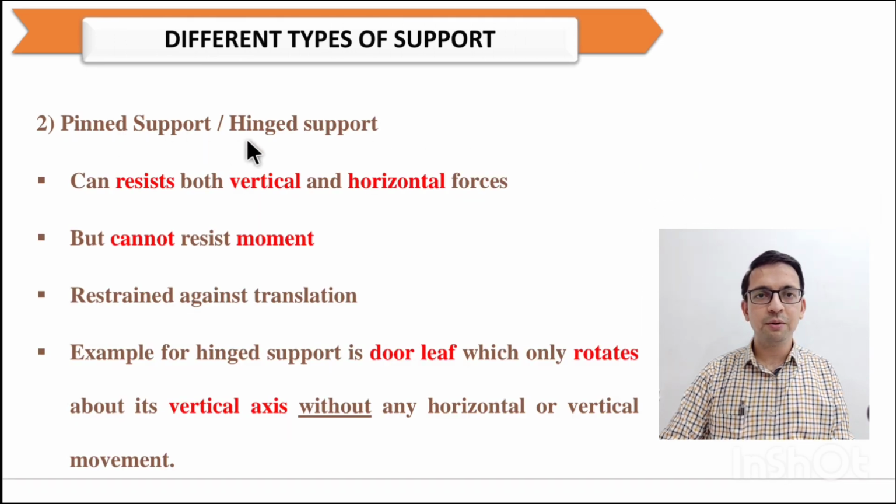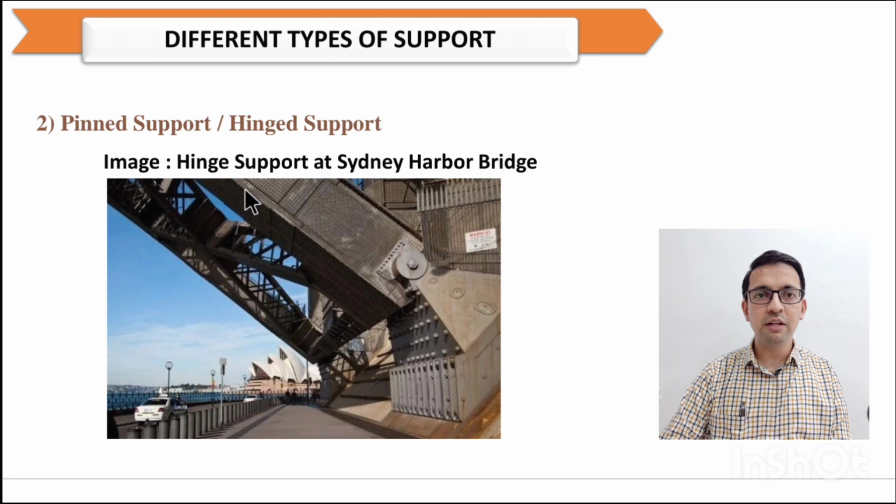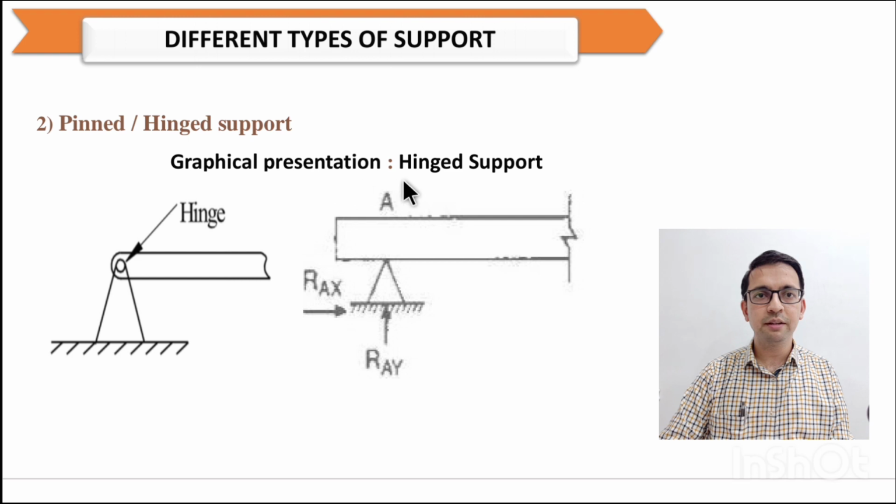Second one, pin support or hinge support. So this support can resist both vertical and horizontal forces but cannot resist moment. So it restrains against translation. So a good example of hinge support is a door lift, which only rotates about its vertical axis without any horizontal or vertical movement. So this is the image of hinge support at Sydney Harbour Bridge. So it is the hinge support or pin support. So now graphical presentation of hinge support. Here we can see it restrains vertical movement as well as horizontal movement, but it will allow rotation about the support.